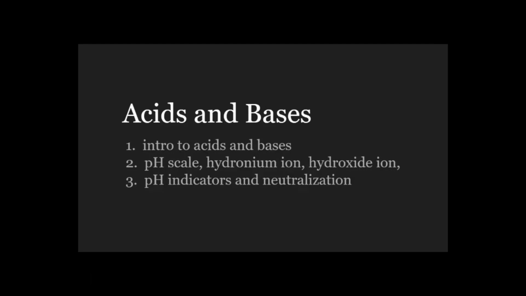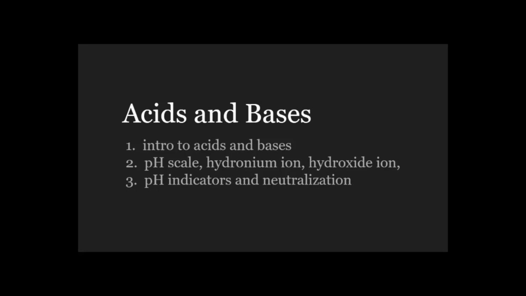We're going to do an intro to acids and bases, just kind of review what you probably already know and put it into some context. And then the second part is I'll talk about the pH scale, and what it means. And then we'll introduce the hydronium ion and the hydroxide ion, and that's what makes things acids and bases. And then the third one is pH indicators, all the different kinds, and then what neutralization is and how it works. So that's the plan for today, three parts.